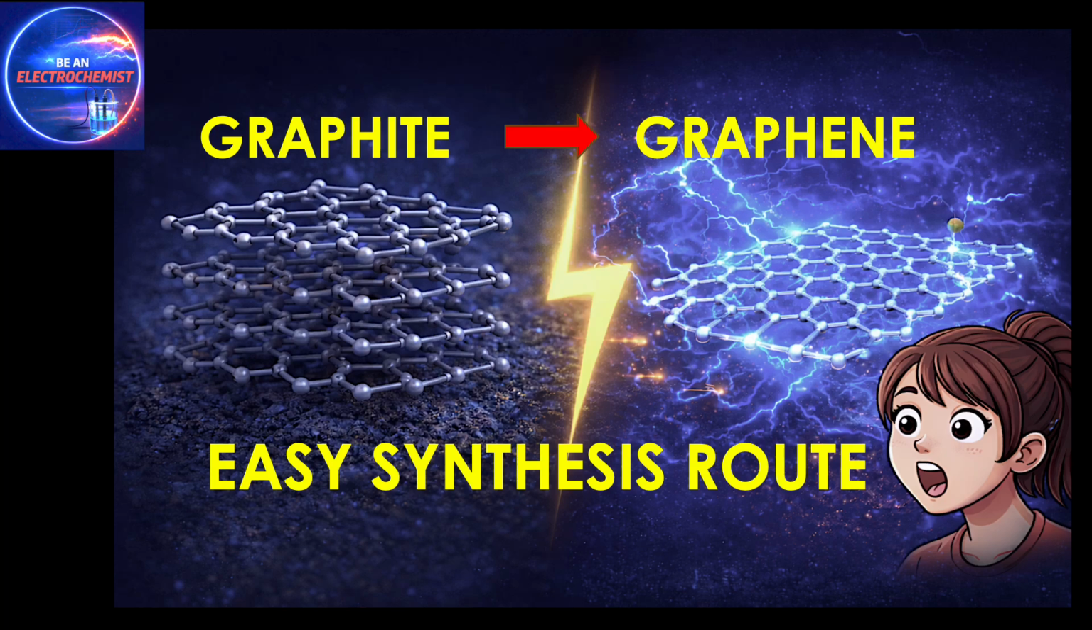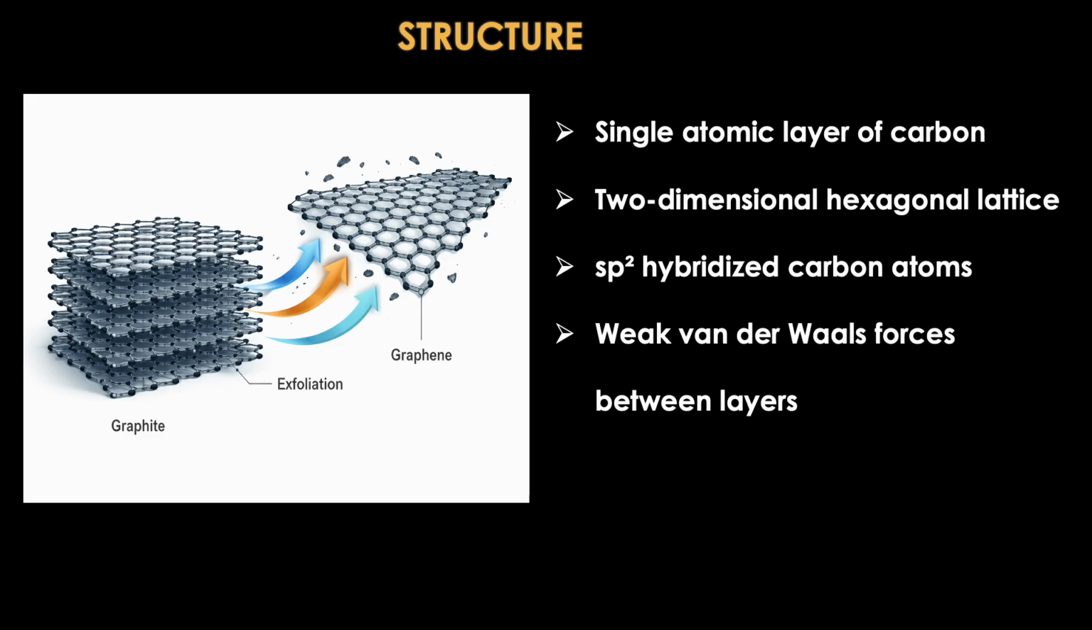Would you like to learn a simple method to synthesize graphene? Let me show you. Graphene is a two-dimensional material composed of a single atomic layer of carbon atoms arranged in a hexagonal, honeycomb-like lattice. Each carbon atom in graphene is sp2 hybridized, meaning it forms three strong covalent sigma bonds with three neighboring carbon atoms.